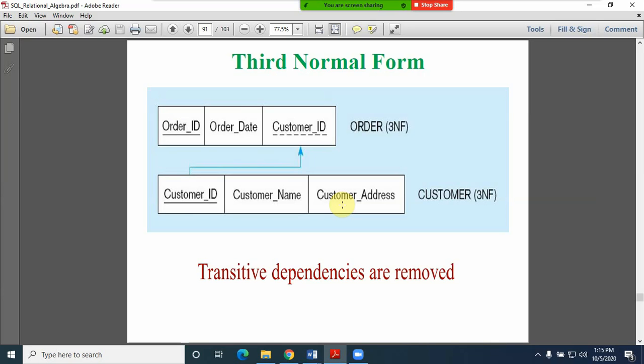And similarly, if you are referencing the order ID, the order date depends on the order ID, and the customer ID also depends on the order ID, provided we are maintaining this customer ID as a foreign key. Then based on this customer ID you can observe the customer in the order table. So in the tables we have now, we are removing the transitive dependencies.